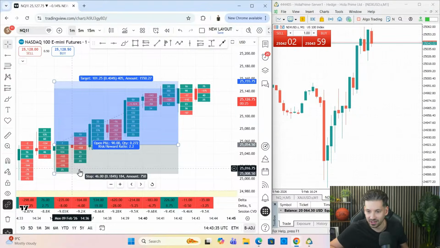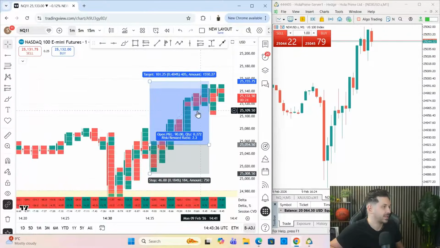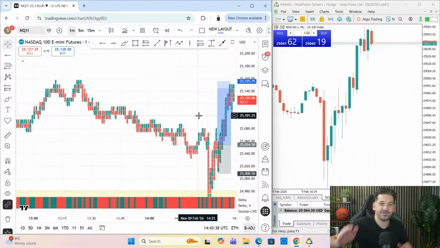ZZ Trade says it reached VWAP. I don't have the VWAP. There's a fly right there. I'm trying to get it. It's really annoying me. It's buzzing about.